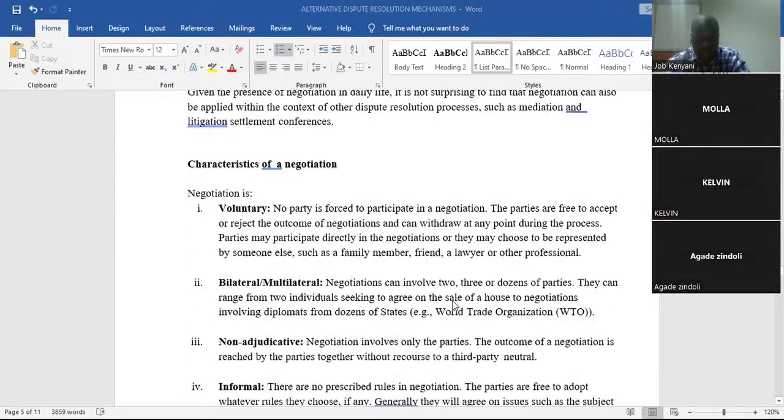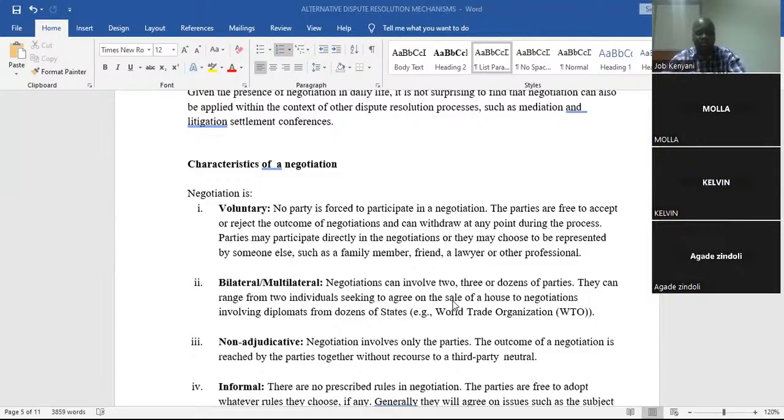What are the characteristics? It is a voluntary process. You cannot be coerced or forced to enter into negotiations. You can just refuse. You don't want to meet this person and agree to negotiate. So no party is normally forced to participate in negotiation. The parties are free to accept or reject the outcome of negotiations and can withdraw at any point during the process. You can refuse to come for that afternoon shift and say, I report for the shift which has been put on the rota, I cannot make way for this other party. Maybe there is actually enmity between the parties. So it is a voluntary process.